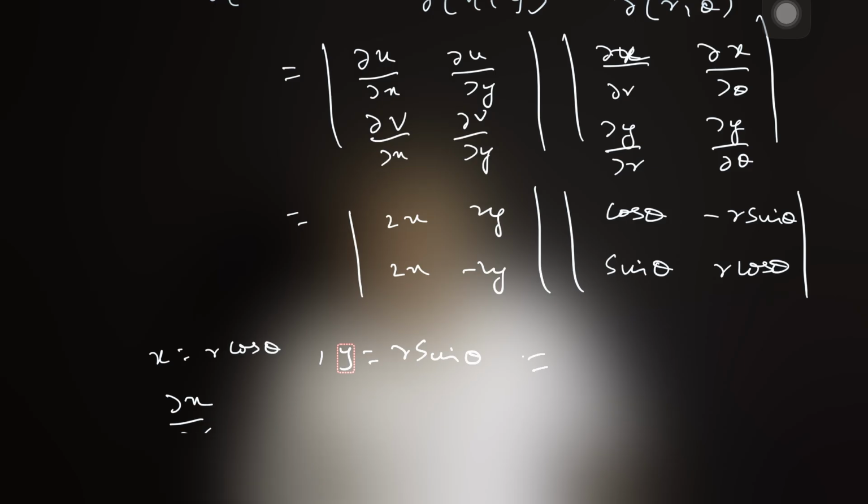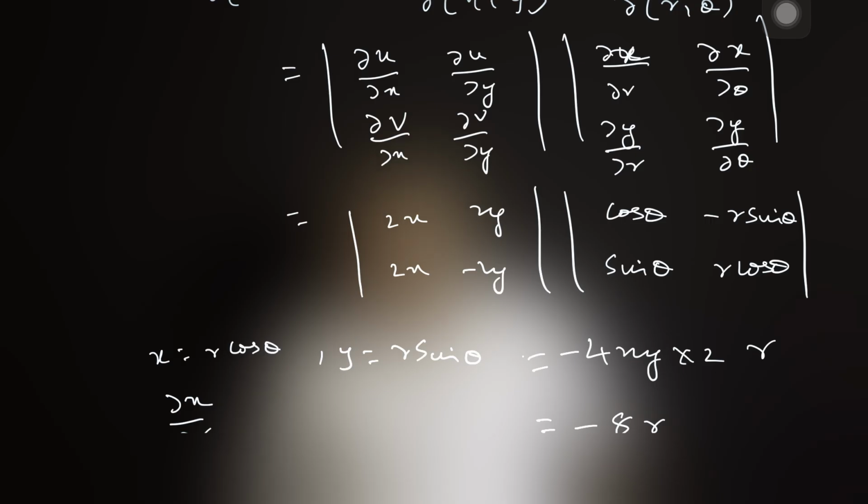Okay, so you can write this as 4xy minus 4xy and minus 4xy. So this is 2 times, and whatever this value is, this is r cos square theta plus r sin square theta. So this is r. So this is ultimately minus 8r.